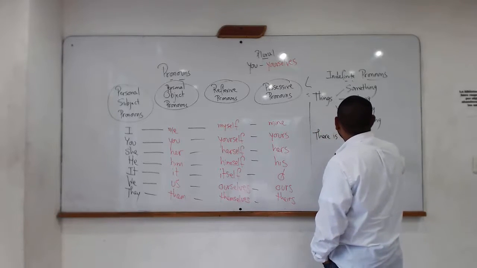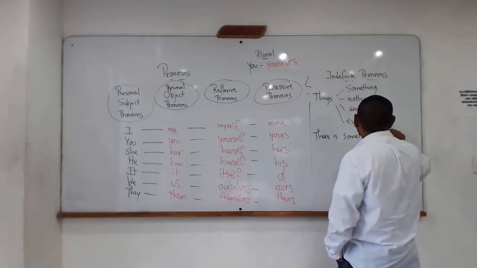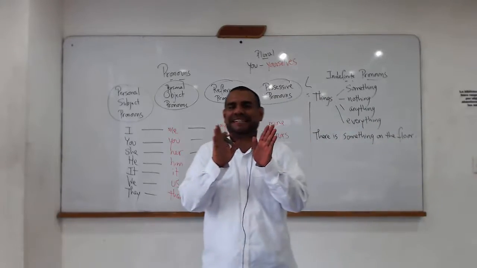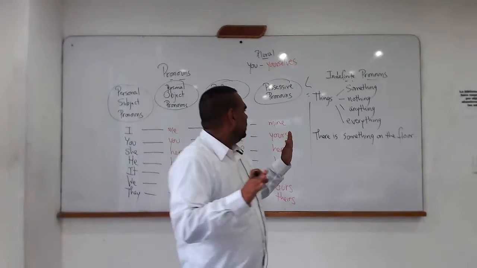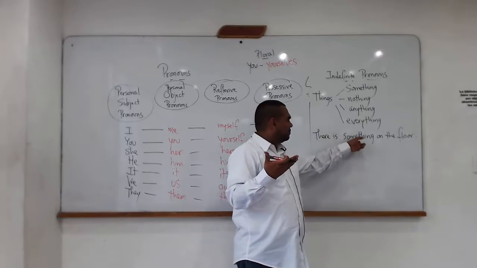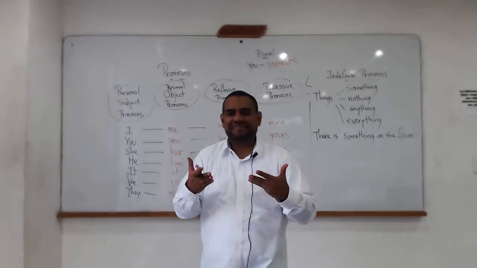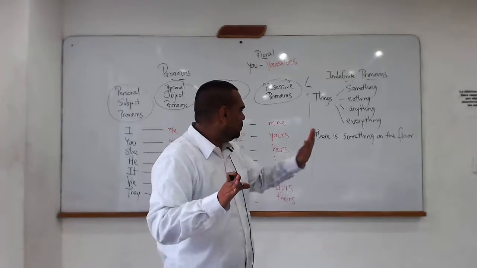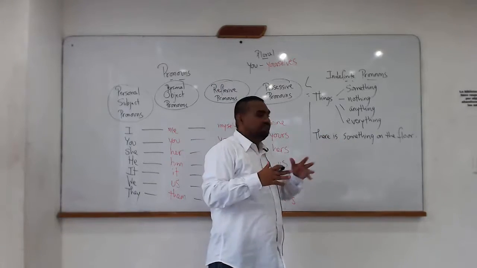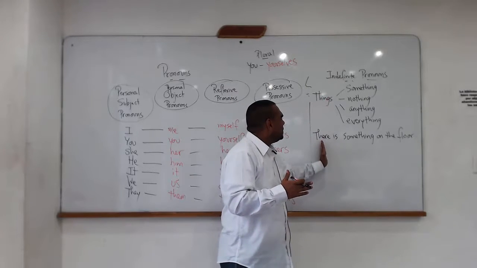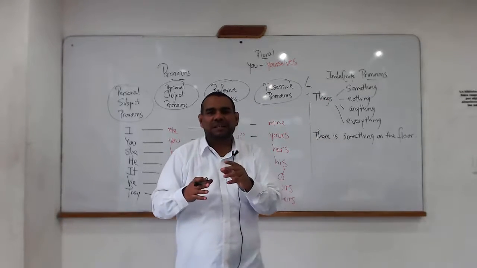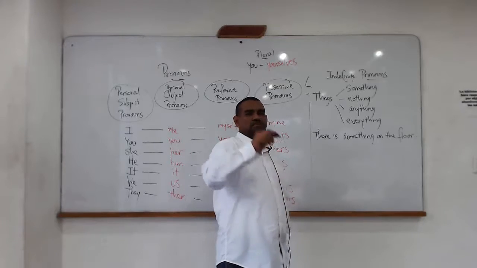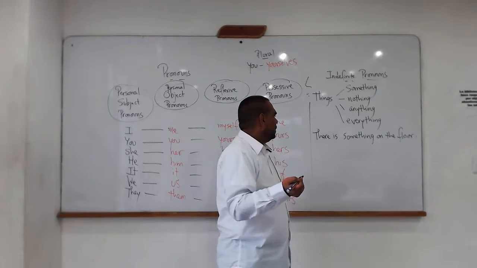There is something on the floor. We don't know exactly what the person is referring to, but the person says there is something on the floor. Something refers to a book, a marker, a cell phone, whatever, that cannot be distinguished at the moment. That's not the point. There is something on the floor that replaces whatever we want to refer to. In affirmative sentences, we will use something.